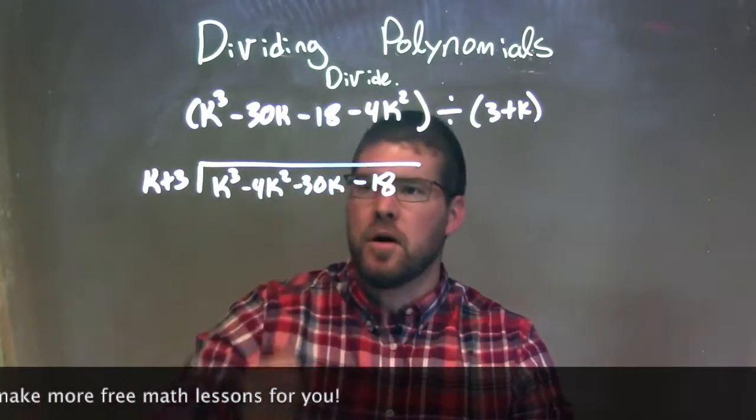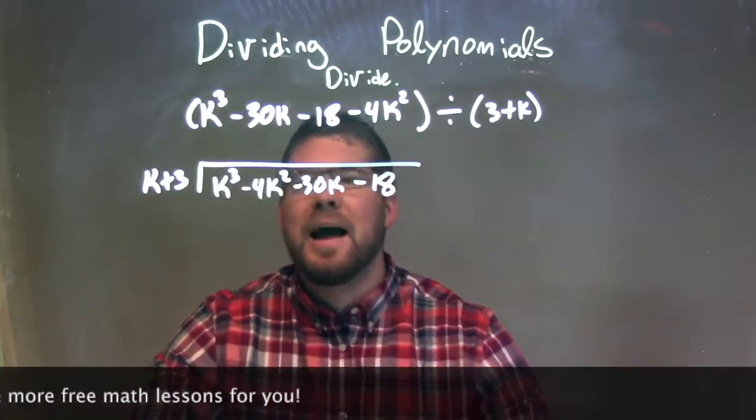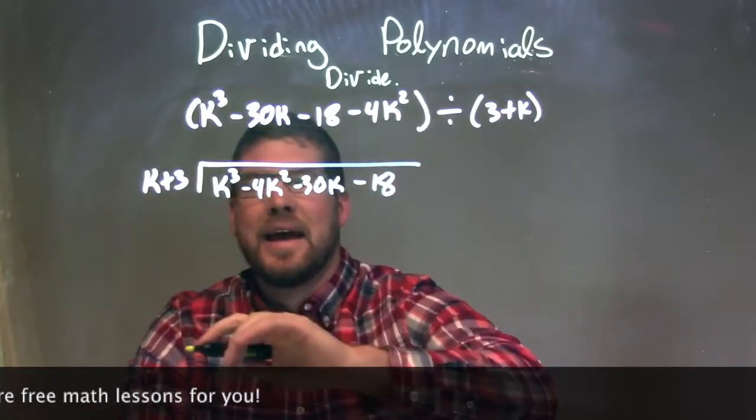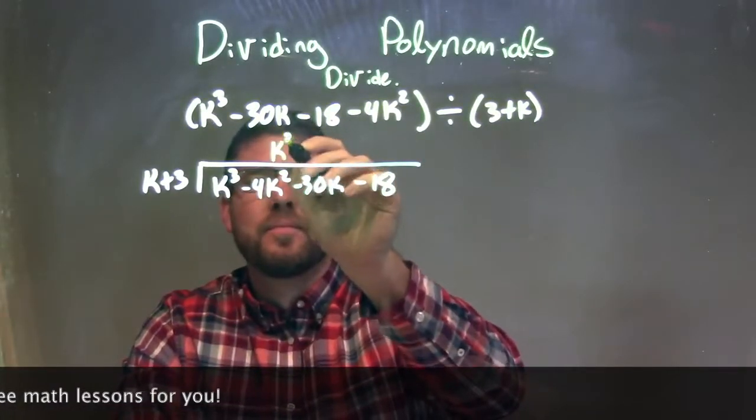So now I have this long division. Now I can solve that. I ask the question, what times k gives me k to the third? And that's just k squared. Pretty simple.